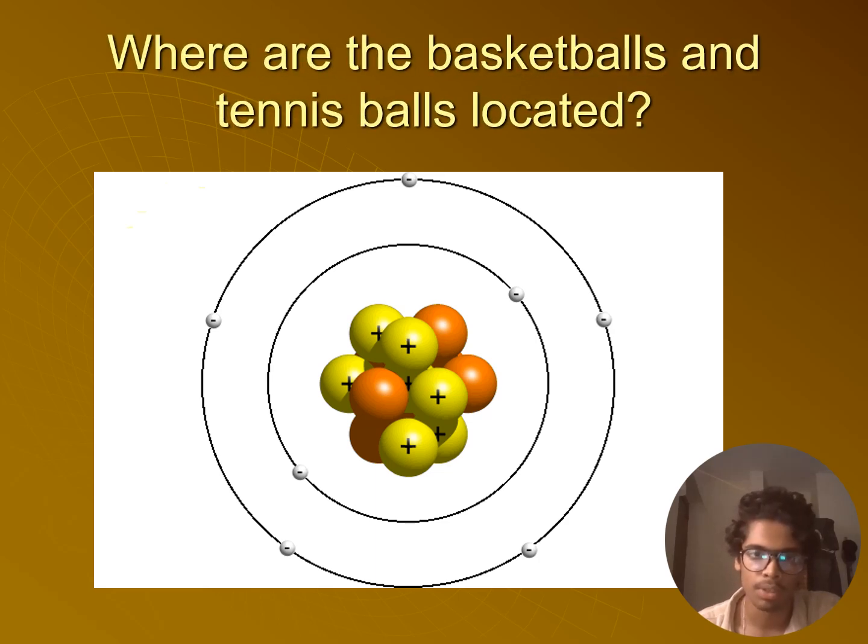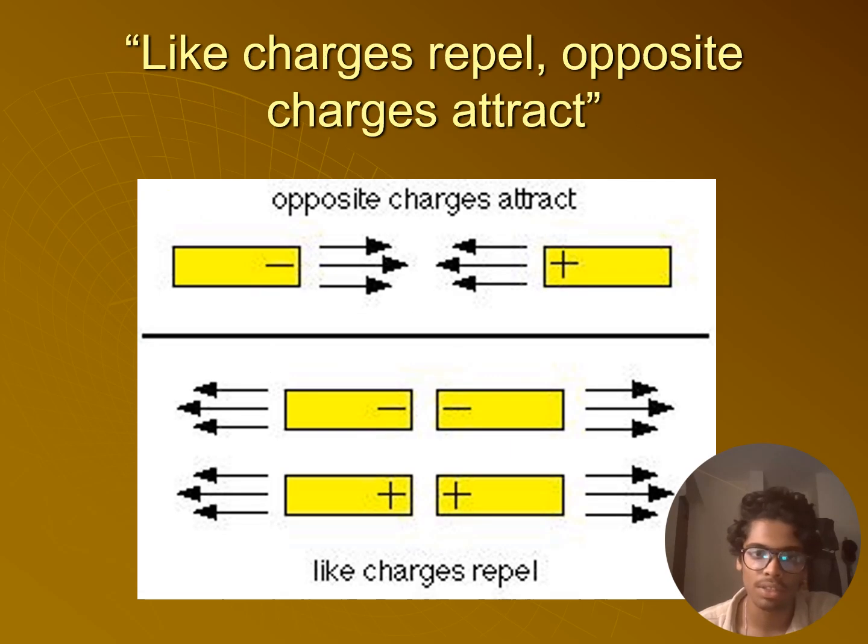Where are the basketballs and the tennis balls located? As you can see, this speaks about the location of electrons, protons, and neutrons in the atom. We have already known that. We'll be moving to the next slide.